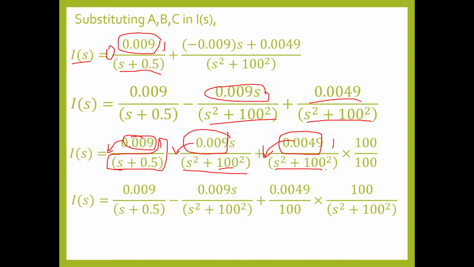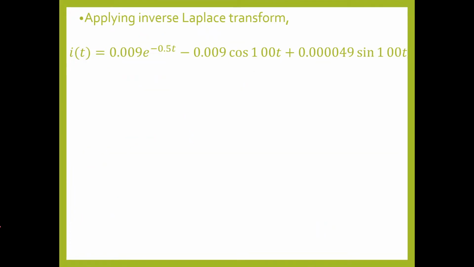So there is no formula for this. Therefore, in order to simplify it further, what I have done is I have multiplied and divided with 100. So if I multiply and divide with 100, 100 divided by S square plus 100 square is similar to omega by S square plus omega square. So if I go for inverse Laplace transform, I can write sine omega t. So that's what I have done. So I have further simplified, and later I have gone for inverse Laplace transform.